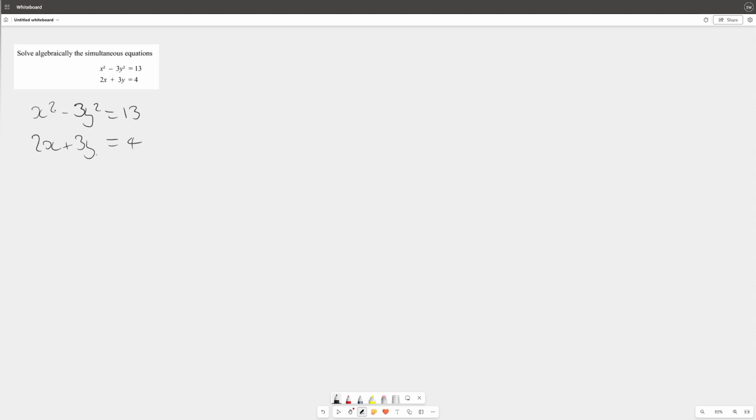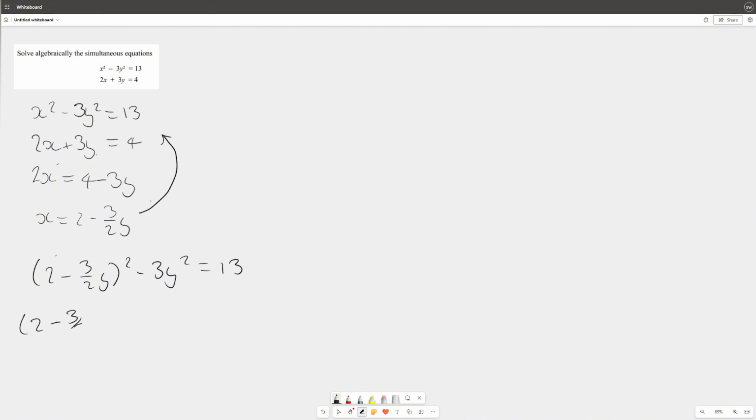Instead, I think it's going to be easiest to substitute in for our x term here. So I need to get what x equals on the bottom. So I know that 2x equals 4 minus 3y, therefore x equals 2 minus 3 over 2y. I can then substitute this back into this circle equation to get 2 minus 3 over 2y squared minus 3y squared equals 13. I can then expand all of this out and see what happens.